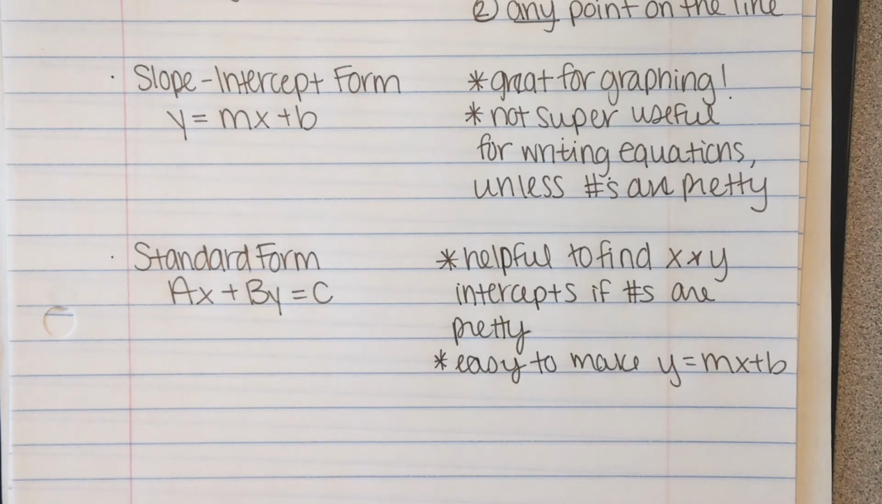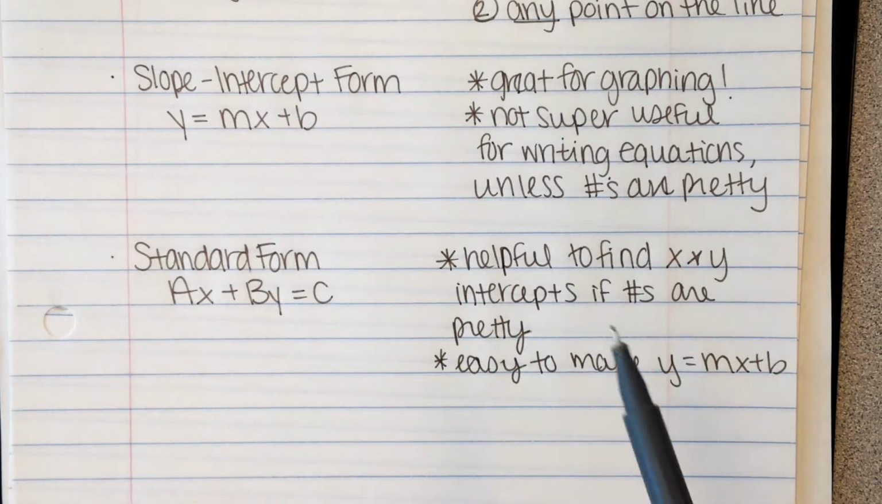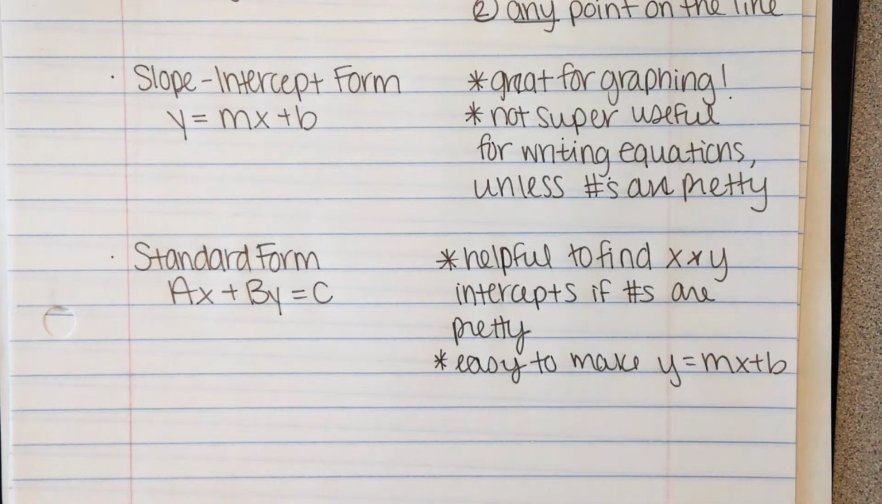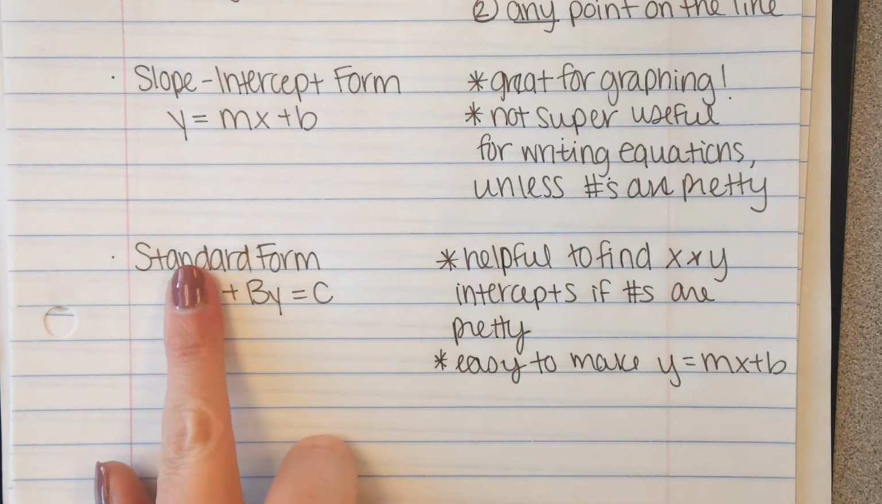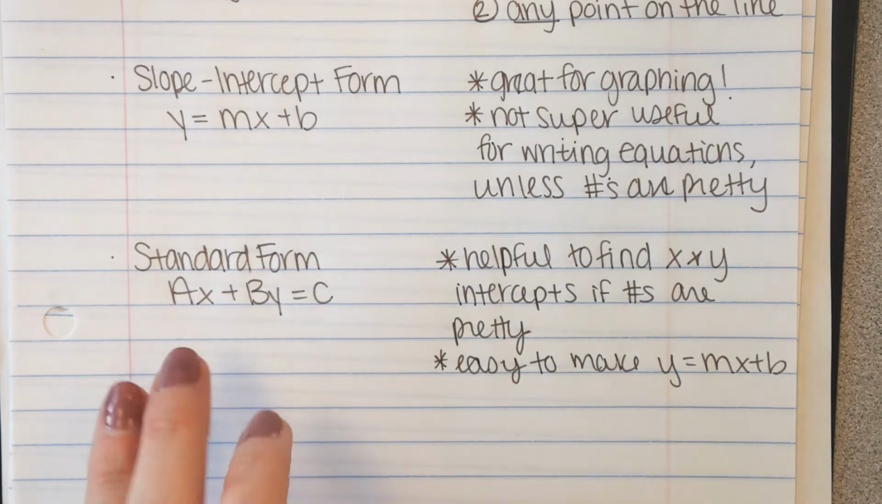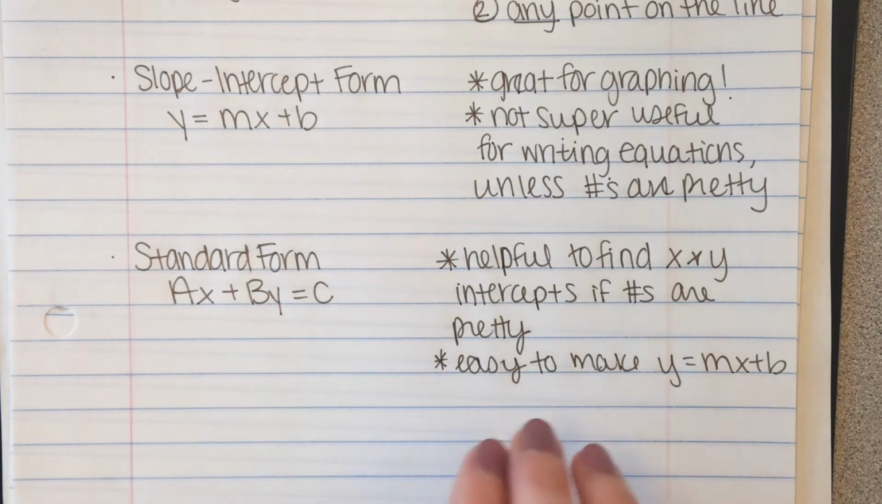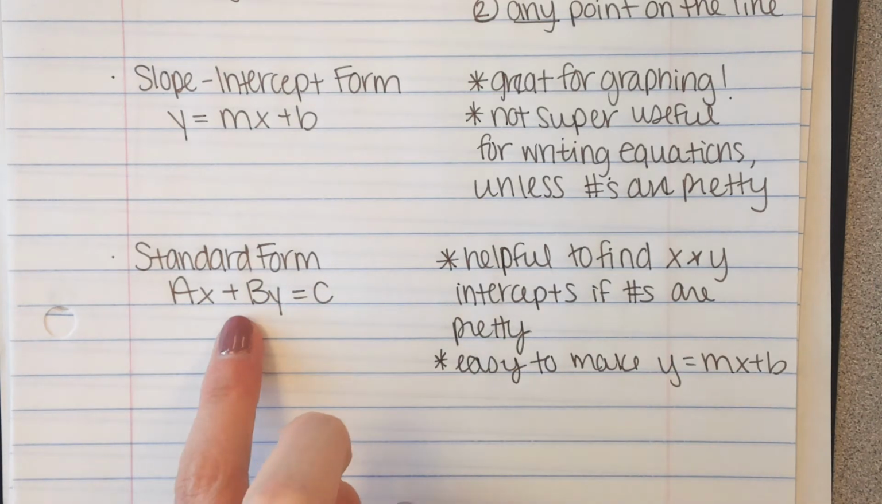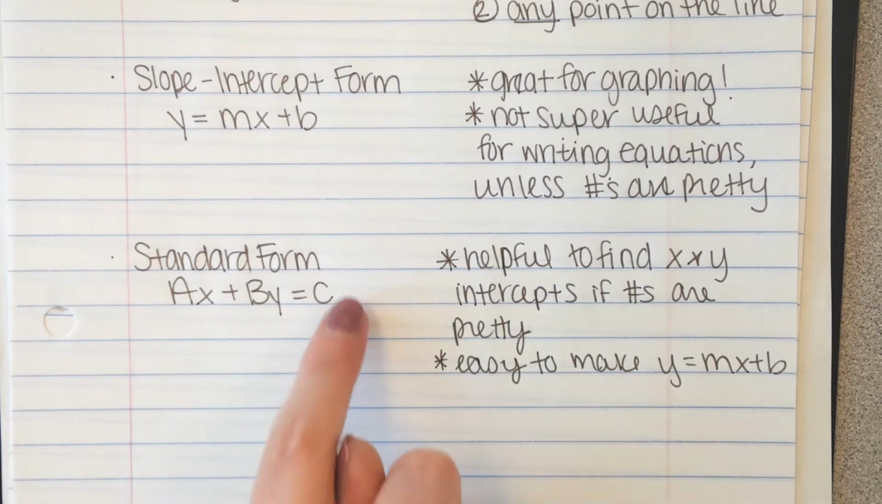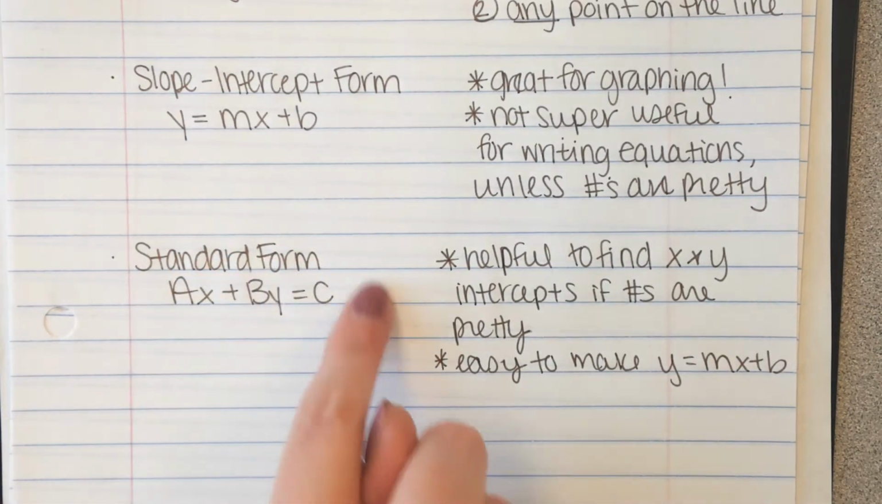The next form is standard form. It's your ax plus by equals c. If the numbers are pretty, the standard form is really helpful to find your x and y intercepts on the graph or to graph. We do have the little trick: cover up x to find y, cover up y to find x. And if your numbers are really pretty, that works out really well. It's also pretty easy to change this to slope-intercept form. But again, this is not super helpful when writing equations.